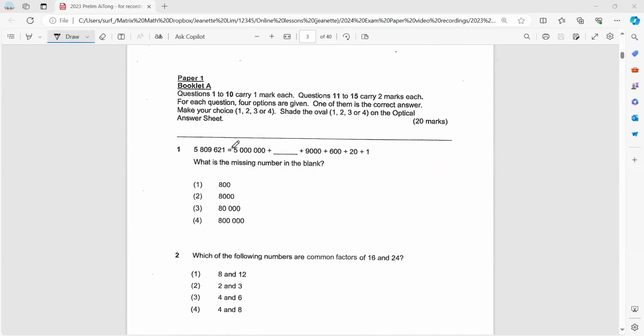5,809,621 is equals to. Okay, so what we have is 5 million. Okay, got that. 9,000, 1,000's place we have. Then hundreds place we have, tens place we have, ones place we have. So what we're missing is the 100,000's place, which is 8. So 800,000. So answer is 4.